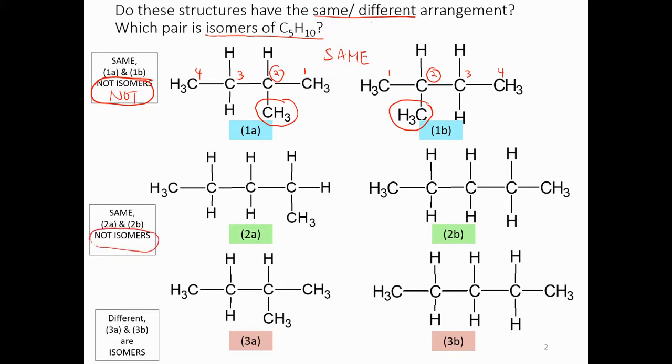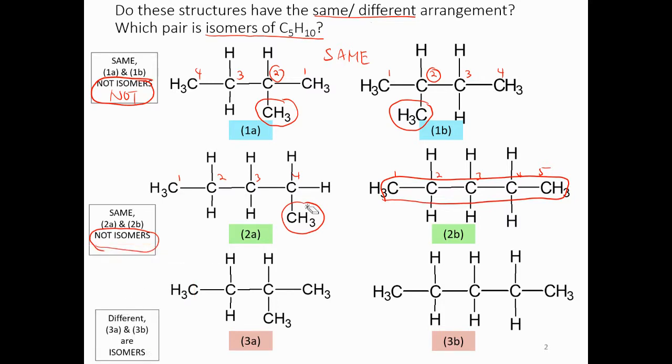It is also not isomers. Okay, let us look at why. 1, 2, 3, 4. Students will consider this as a substituent. 1, 2, 3, 4, 5. This one is a linear chain. Actually, 2A is also linear.